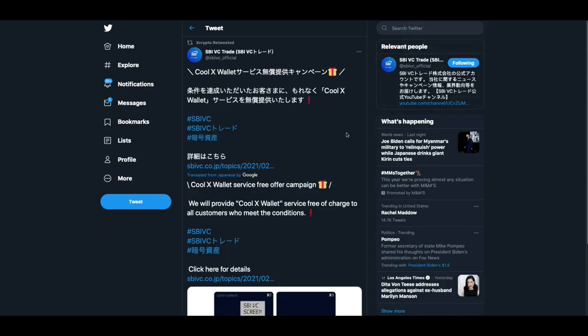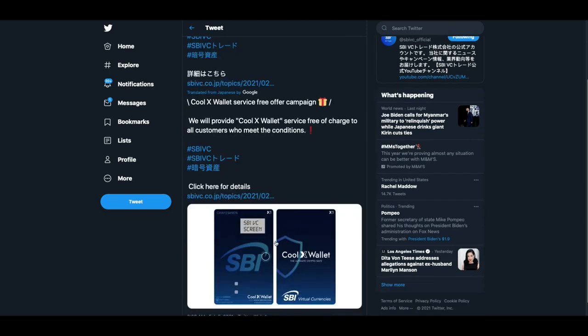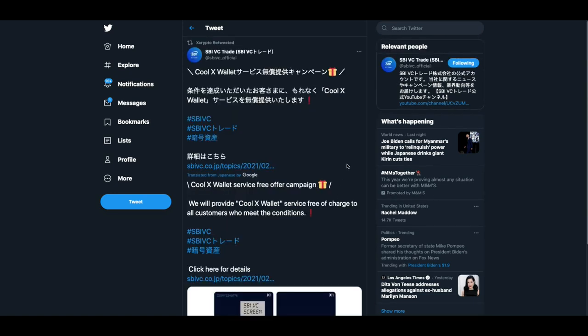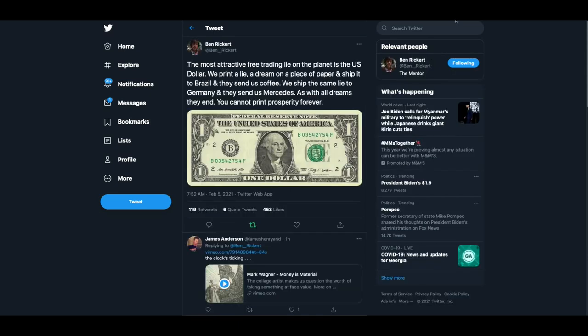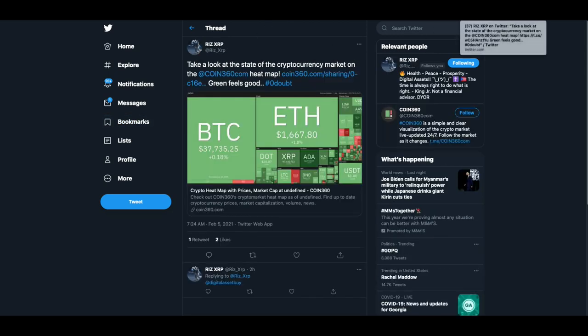Okay. SBI VC Trade: we will provide a Ledger wallet service free of charge to all customers who meet the conditions. So it looks like they're offering this hard wallet as storage for free to their customers. That's pretty interesting. Ben Rickert: the most attractive free trading lie on the planet is the US dollar. We print a lie, a dream on a piece of paper, and ship it to Brazil, and they send us coffee. We ship the same lie to Germany, and they send us Mercedes. As with all dreams, they end. You cannot print prosperity forever. He is 1,000% correct.